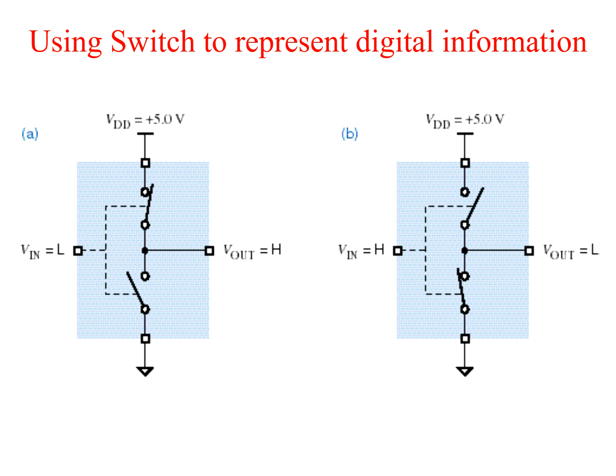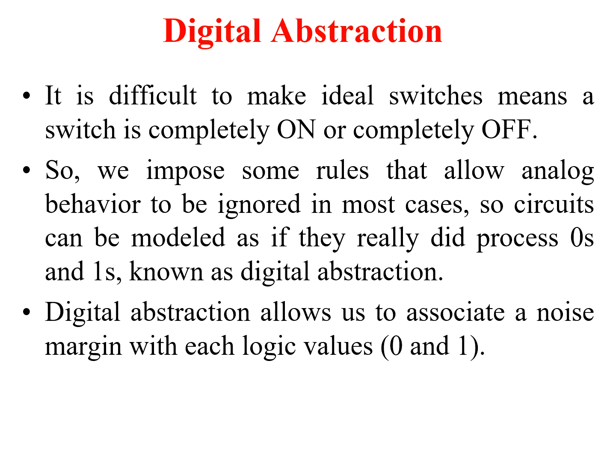In the MOS transistor, the gate acts as a switch. It is difficult to make ideal switches, meaning a switch that is completely on or completely off. So we use some rules that allow analog behavior to be ignored in most cases, so circuits can be modeled as if they really did process zeros and ones. This is known as digital abstraction.